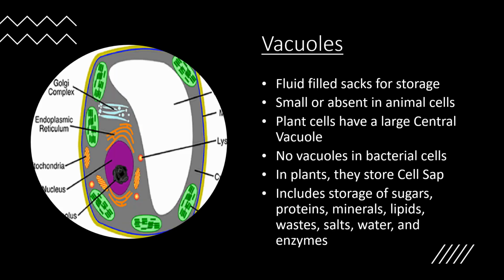Vacuoles. These are fluid-filled sacs for storage. These are small or nearly absent in animal cells. Plant cells, on the other hand, have very large central vacuoles. But bacterial cells don't have vacuoles. In plants, they store cell sap, which includes storage of sugar, protein, minerals, waste, salt, lipids, water, and various enzymes.